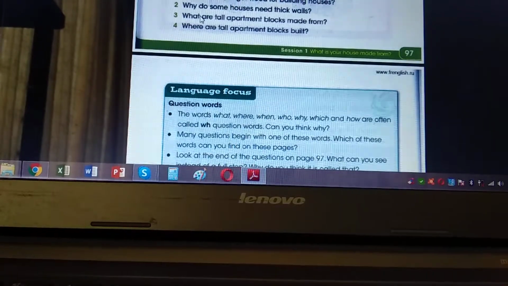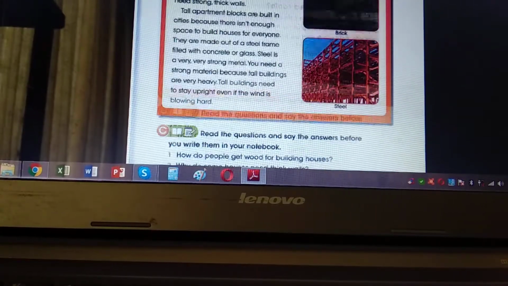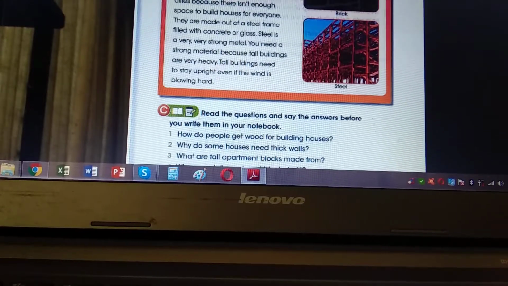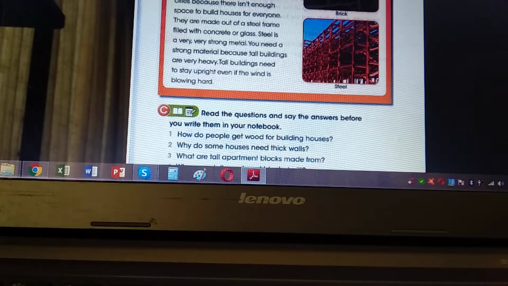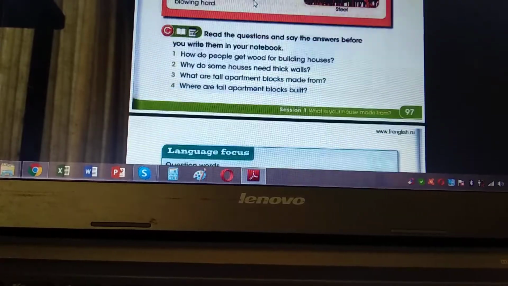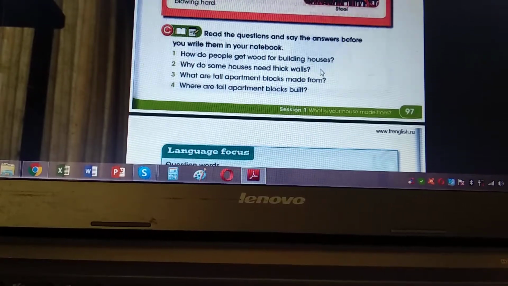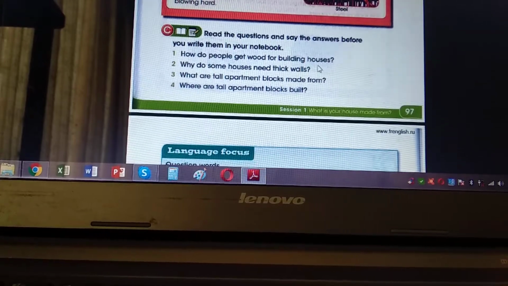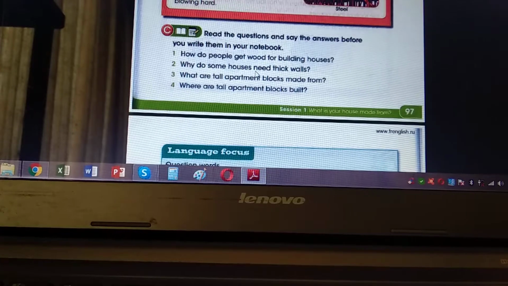Alright, number 2. Why do some houses need thick walls? Okay, that one is here. Because it is cold and there is a lot of wind. That's why you need strong, thick walls. Okay, why do some houses need thick walls? Because of wind and cold environment. You can write it there like that, or any other logical answer.